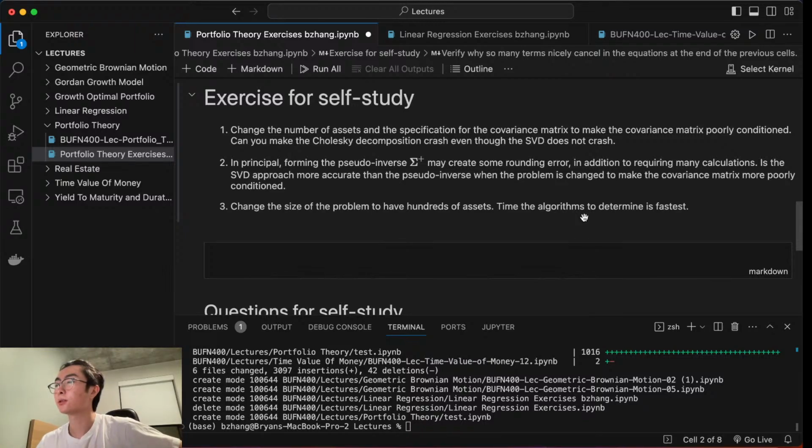Yeah, that one is hard. The number of assets in the specification. Change the sign rather.